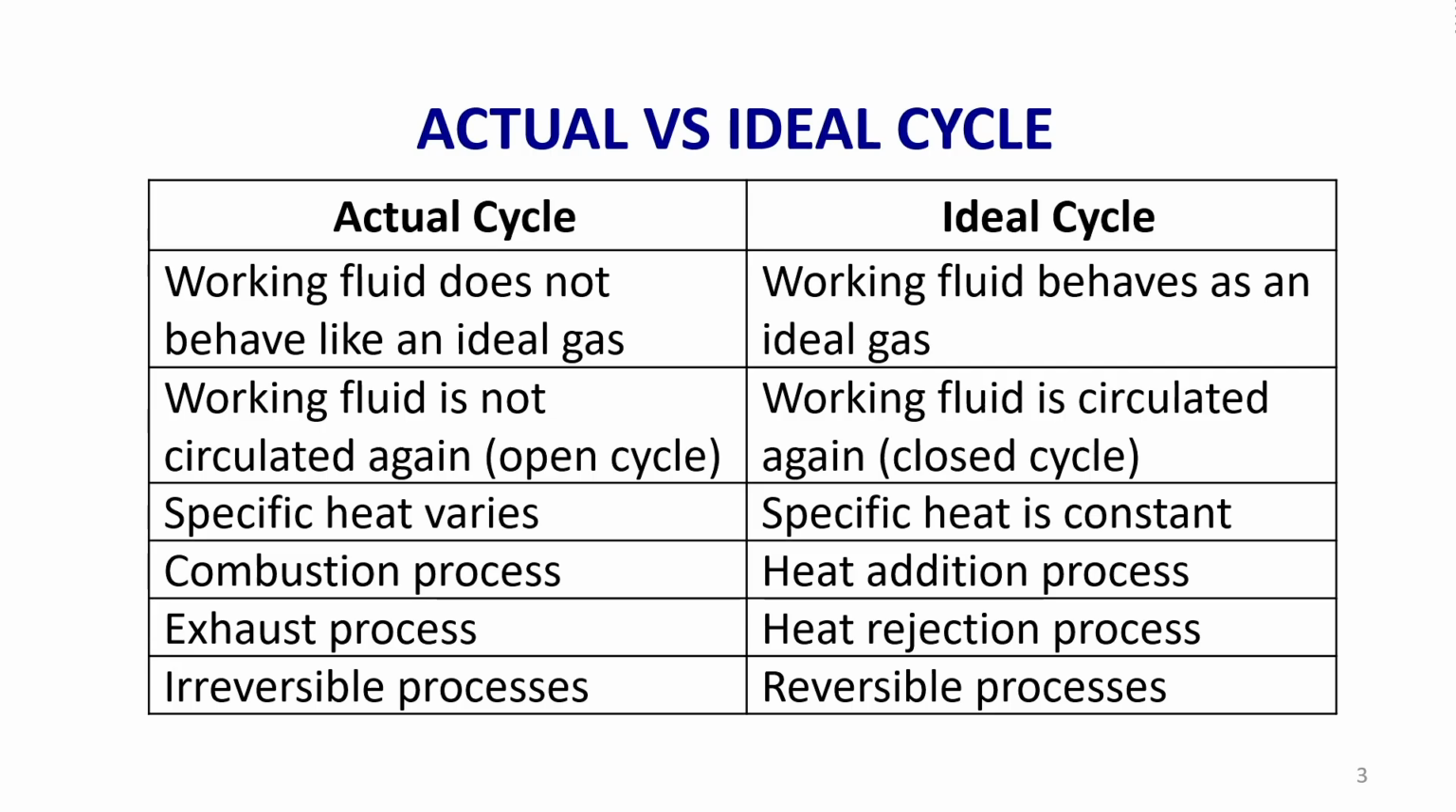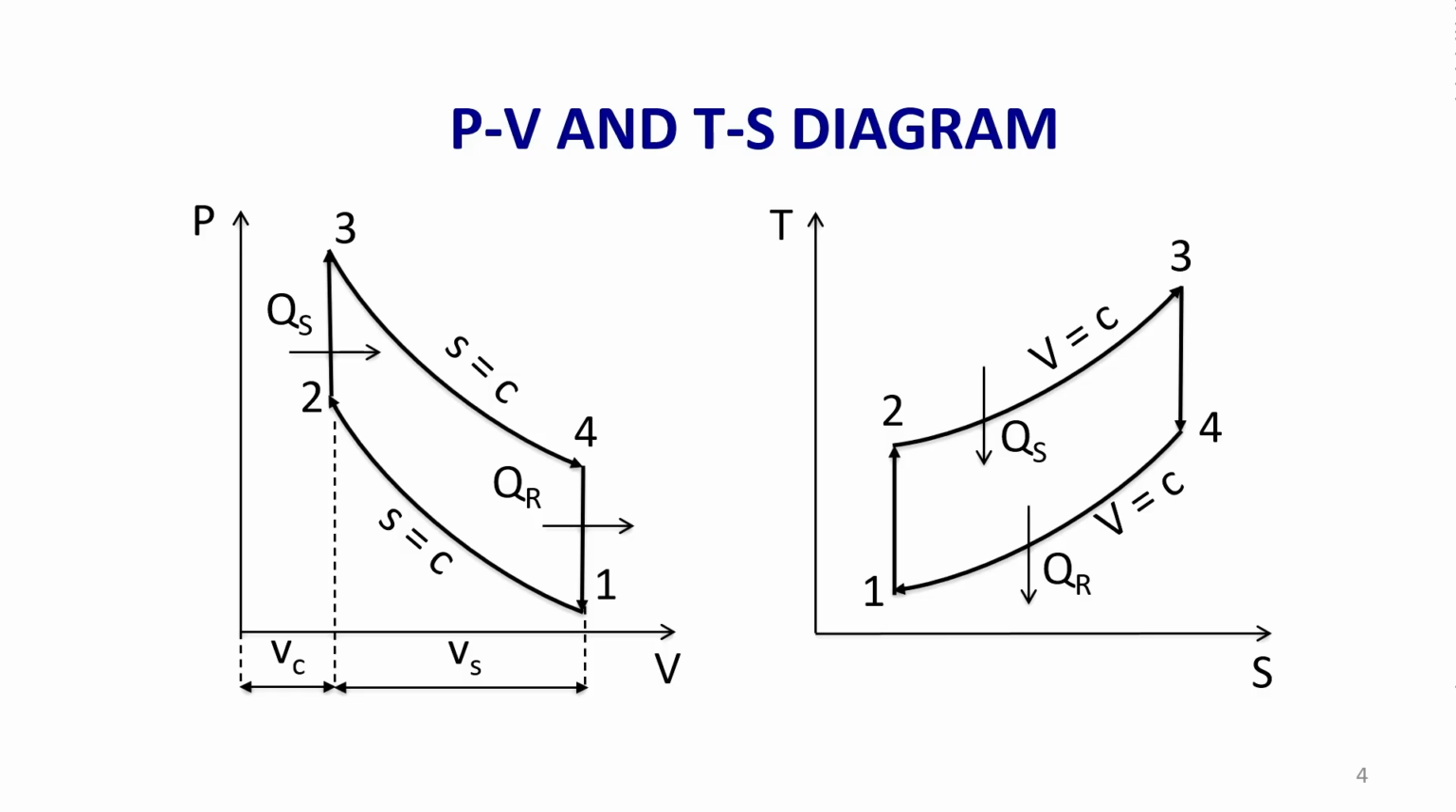The working fluid is considered as an ideal gas, which is air. The specific heat remains constant. The working fluid is circulated in all the 4 processes of the cycle. It is a closed cycle, not an open cycle like the conventional petrol engine.